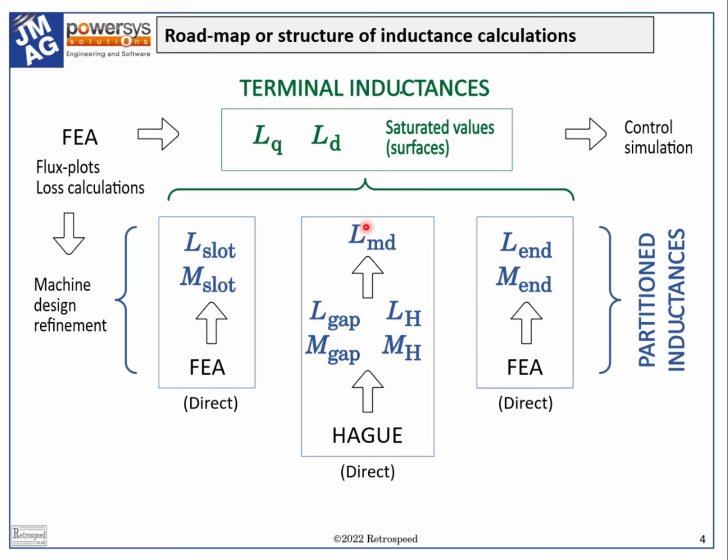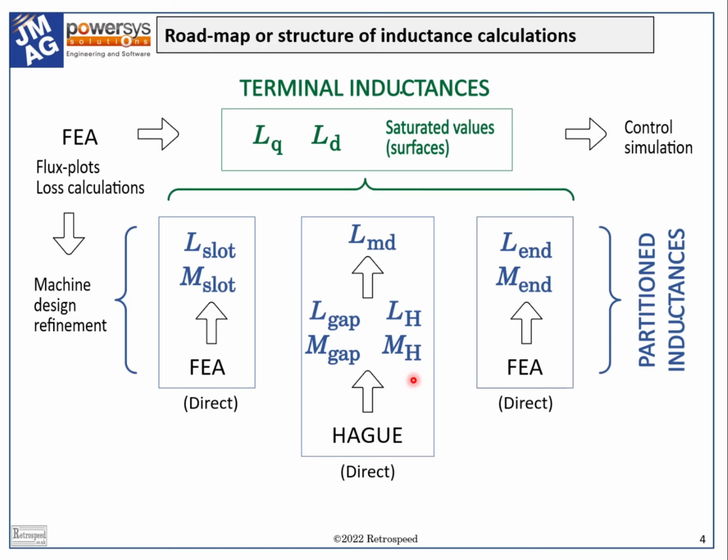These components are identified in slide 4 as partitioned components, reflecting the division or breakdown of the terminal inductances into separate elements. We've mentioned the air gap component and the slot leakage component and the end winding component, but another important component is the differential leakage or harmonic leakage inductance, which represents the effect of space harmonics in the winding distribution.